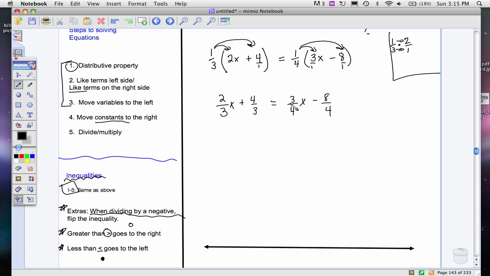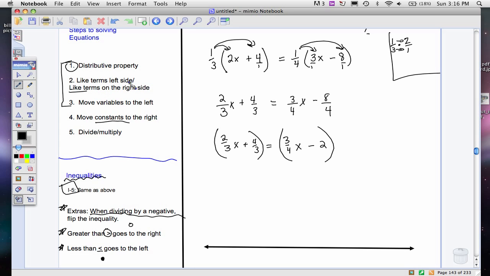Now, fractions are kind of goofy, so you might want to Google some stuff about multiplying fractions, and I'm sure you'd understand much better. But let's see if we can reduce any of these first of all. 2 does not go into 3. 3 does not go into 4. But 4 does go into 8. So I can rewrite this problem as 2/3 x plus 4 over 3 equals 3 over 4 x minus 8 divided by 4 is 2.